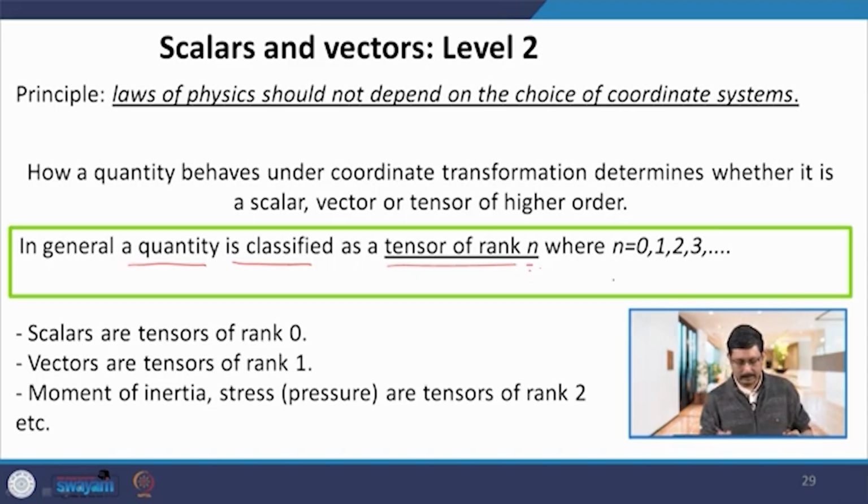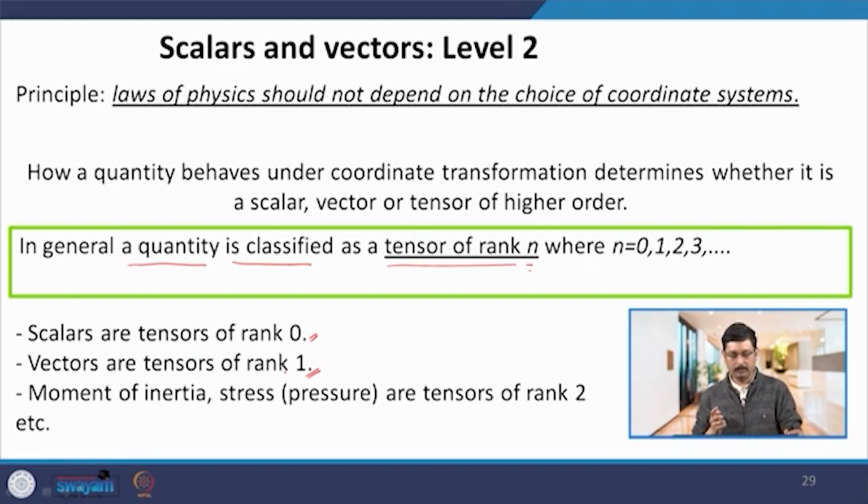So, if they are invariant, you do not need any, you need 0 of them, that represents the invariant behavior, then these are scalars. If you need one of those coordinate transformation matrices, then these quantities are called tensors of rank 1. Now, in this course, most of the quantities that we will come across will be either scalars or vectors, that is tensors of rank 0 or rank 1.